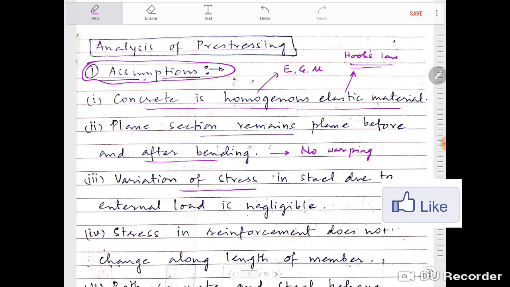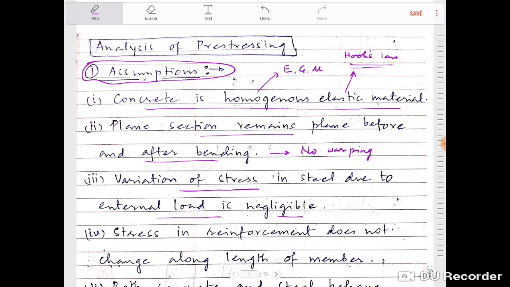Next is variation in stress of steel due to the external load is negligible. In case of pre-stress, you will stretch the steel before or after pouring the concrete. In both cases, when you load the beam or the girder, that external load will not have any effect on the stress that has already been supplied into the steel. Let it be the post-tensioned case or the pre-tensioned case, it does not matter. If you have supplied 2000 MPa of stress, that 2000 MPa will remain unaffected by the external load.